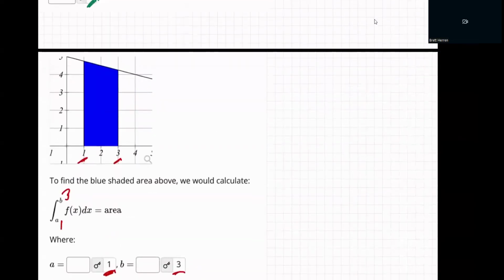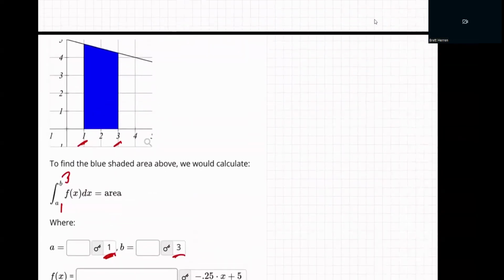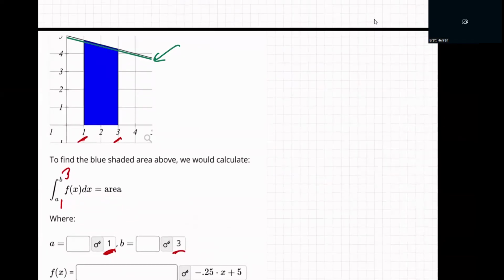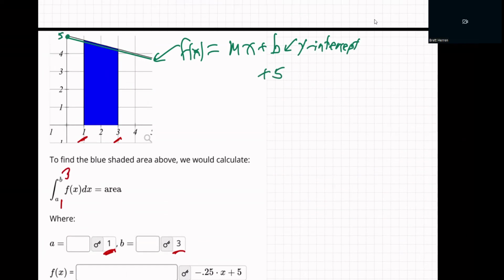So what is f of x? Well, this is the function up here, f of x. This right here, that's the line we're talking about, that the blue shading is under. So what's the equation of that line? Y equals mx plus b, or if you want, f of x, same thing, equals mx plus b. So we have to find the equation of that line. What is it? Well, remember, b is the y-intercept. So the y-intercept, it looks like you can tell that 5 is kind of off the screen, but it's hitting at 5. And then the m is the slope.